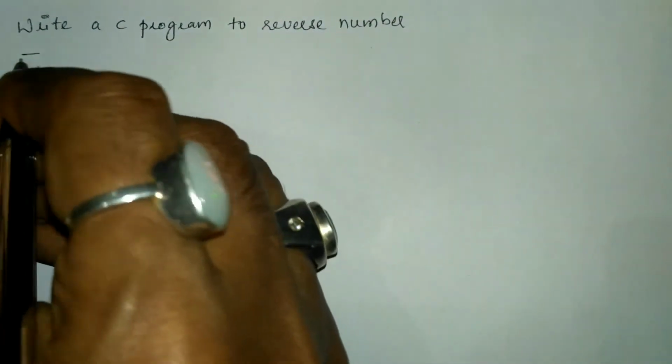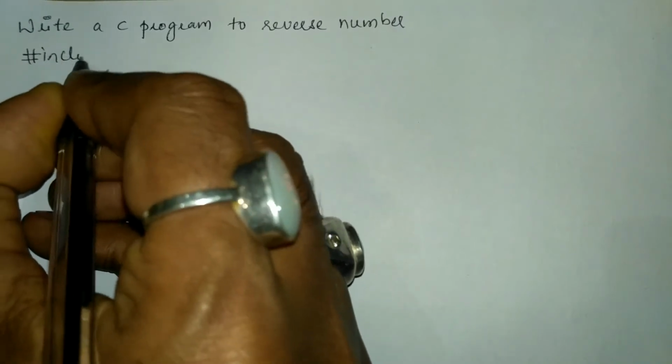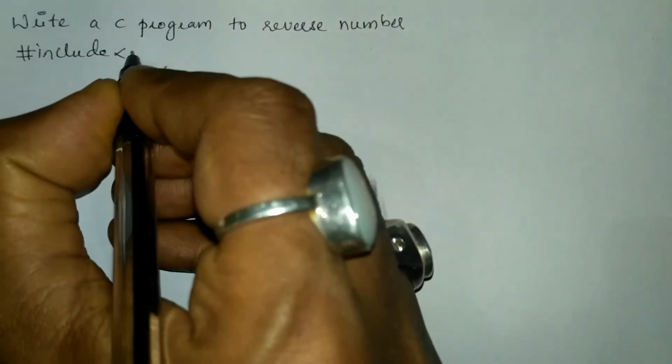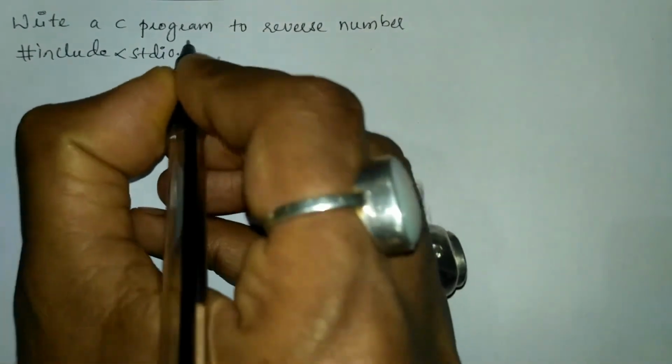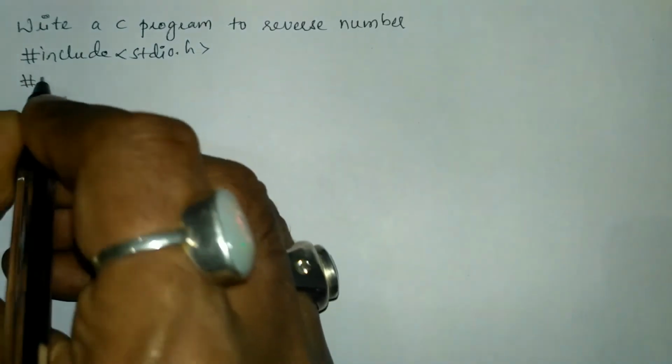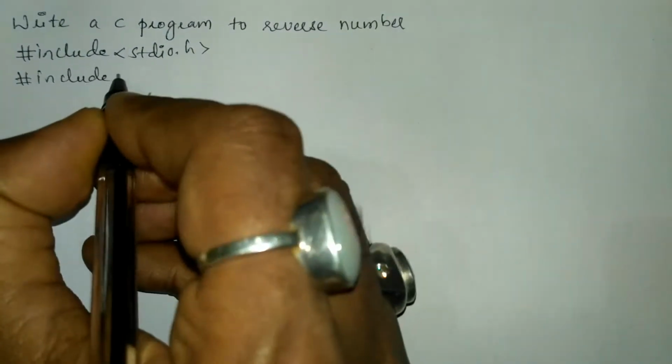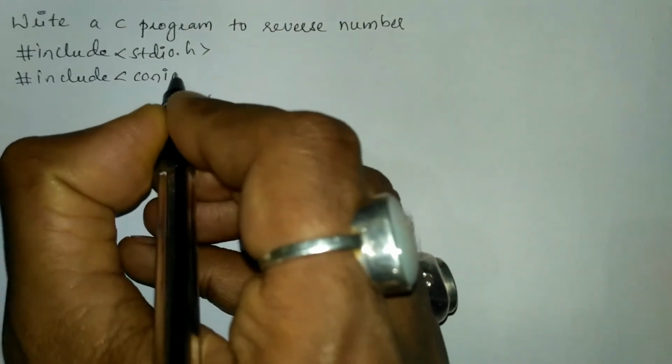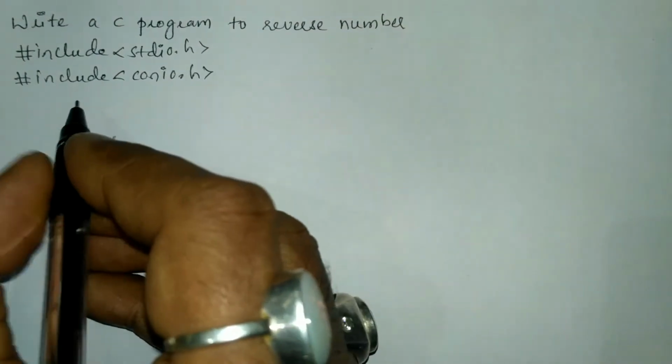Let us write a preprocessor directive #include in angle braces. We'll write the stdio.h header file, and the next preprocessor directive is #include in angle braces. We'll write the conio.h header file.